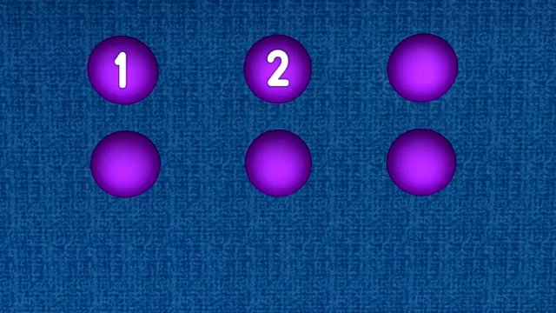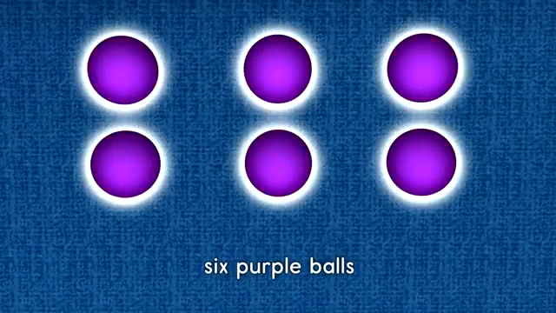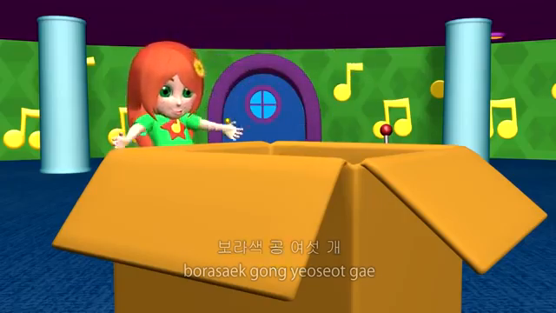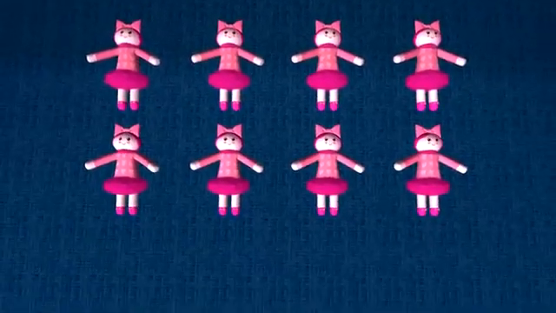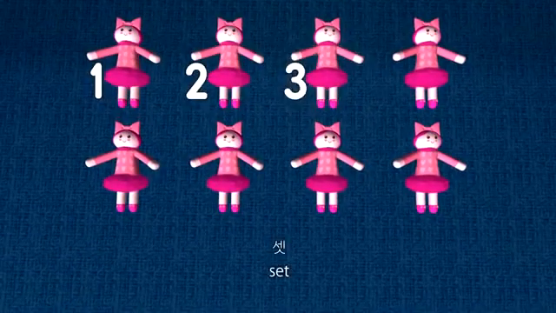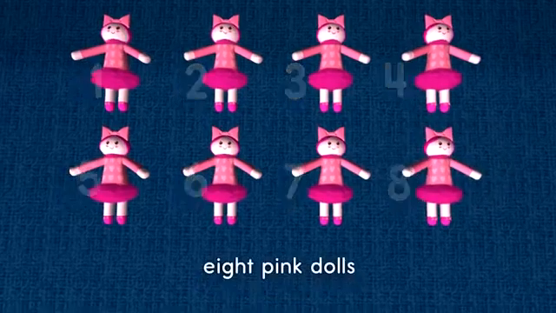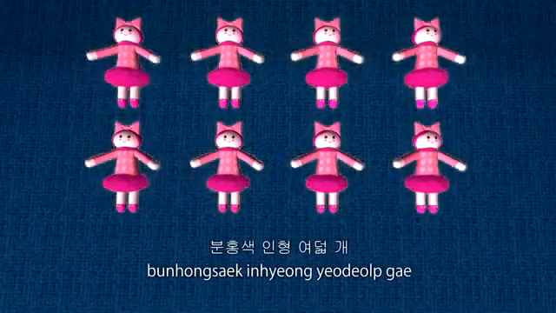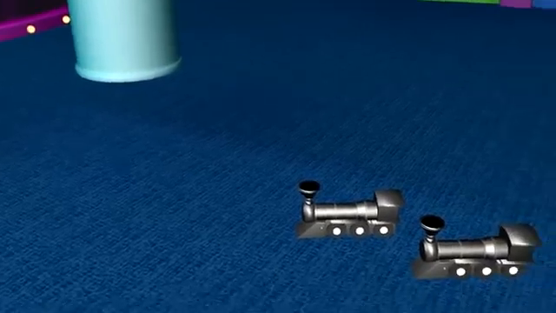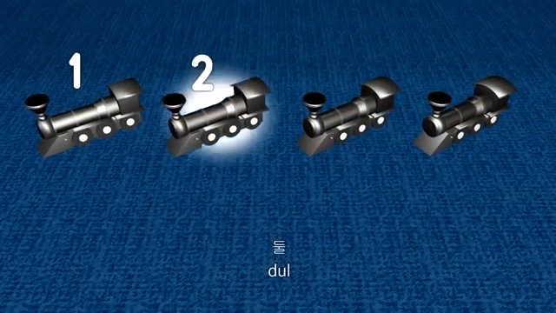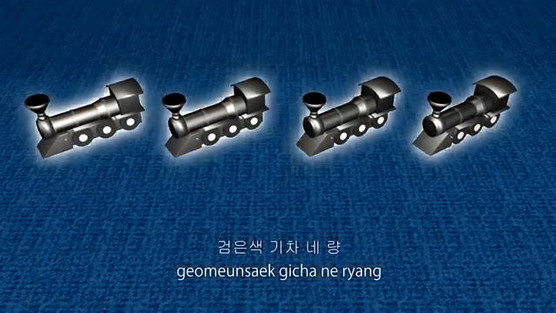하나, 둘, 셋, 넷, 다섯, 여섯. 6 purple balls. 보라색 공 6개. 하나, 둘, 셋, 넷, 다섯, 여섯, 일곱, 여덟. 8 pink dolls. 분홍색 인형 8개. 하나, 둘, 셋, 넷. 4 black trains. 검은색 기차 4량.